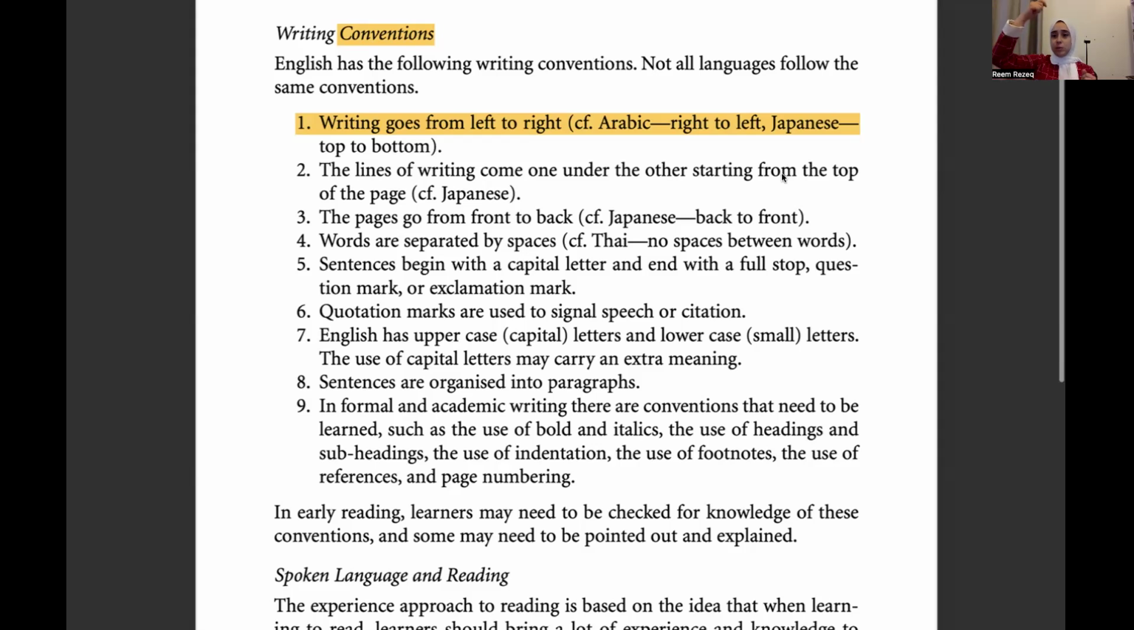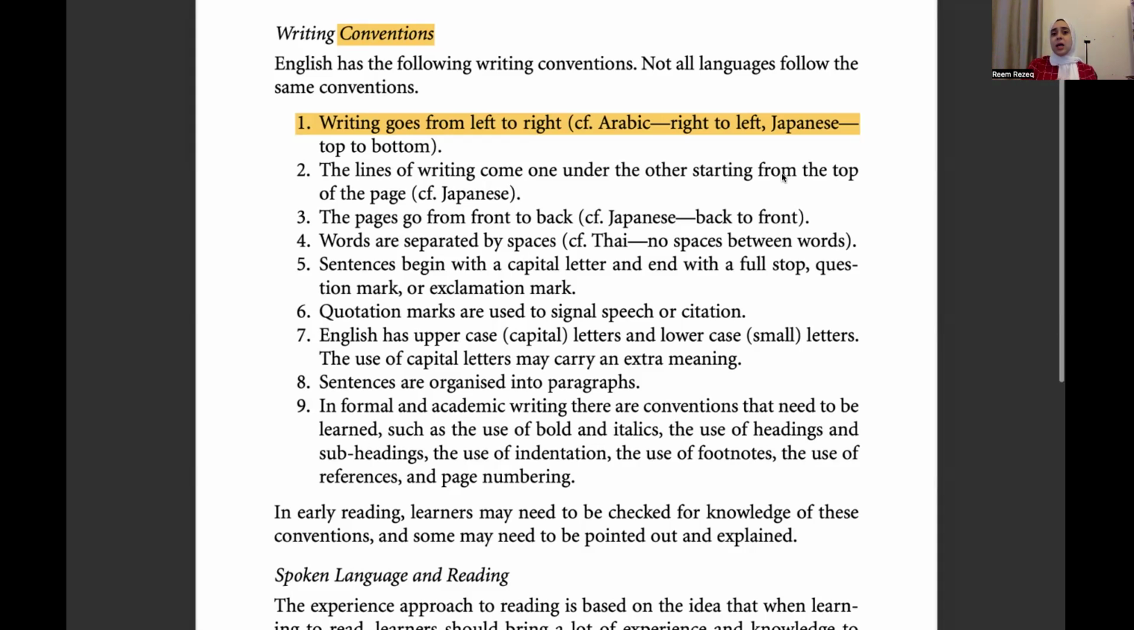Now in Japan they start from top to bottom, but the English language is left to right. Arabic is from right to left. It's really very interesting because you have to differentiate between all these things, and directions are very important. The pages go from front to back, while Japanese goes back to front. And the words are separated by spaces. There are spaces, but in some languages there are no spaces.